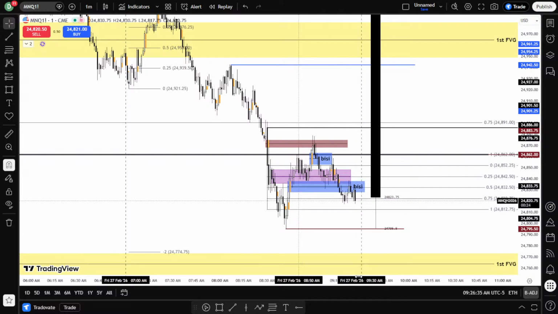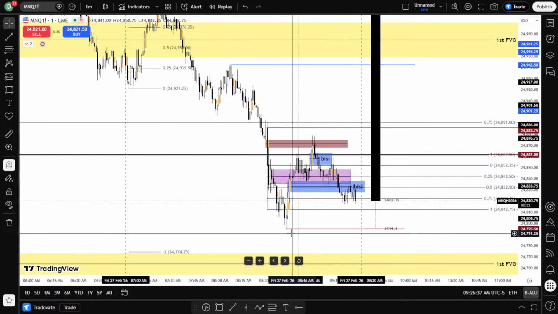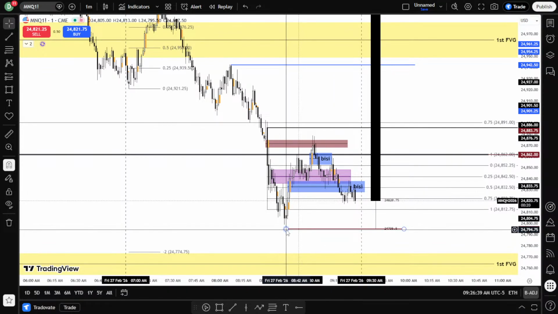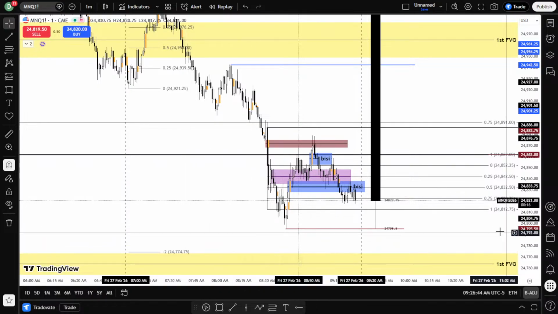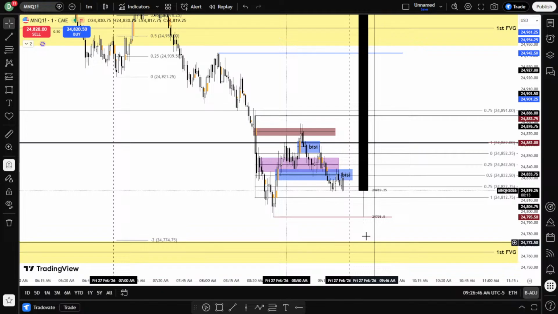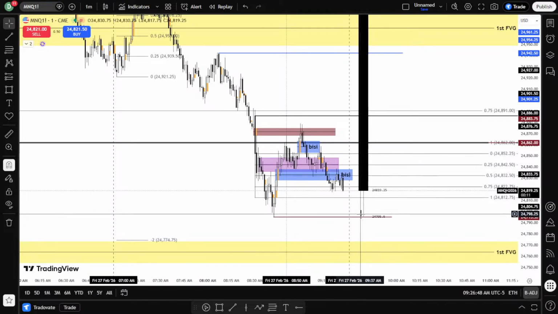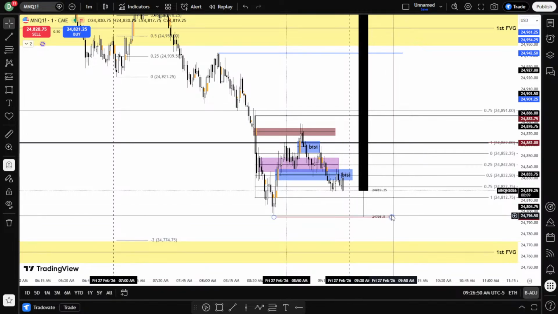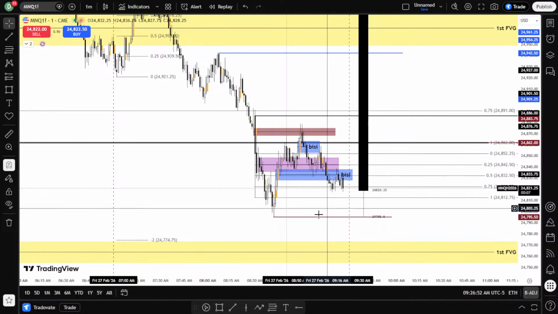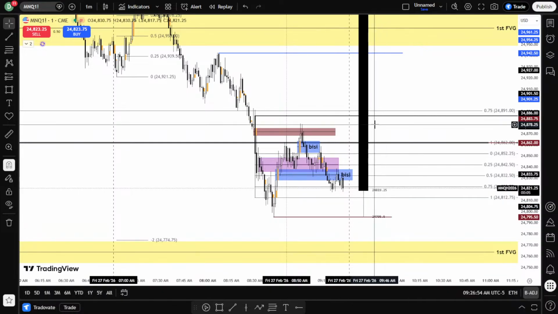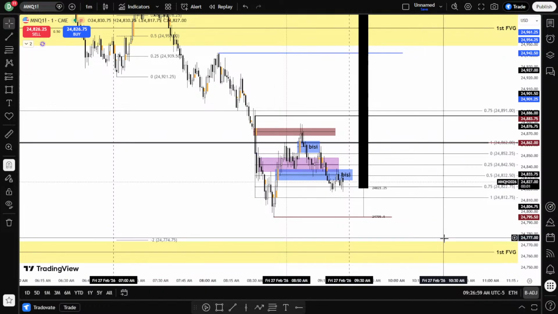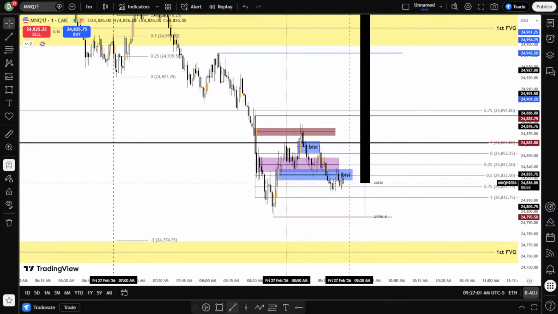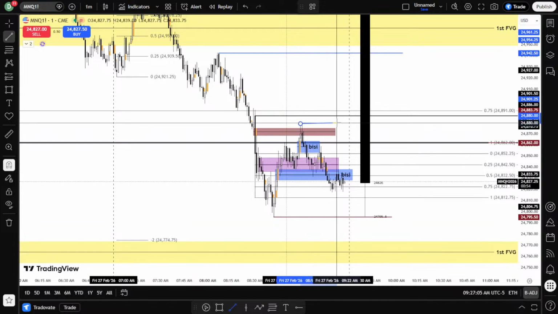If it breaks down at 9:30 and takes out these people, and if it comes inside this first presented fair value gap and then tries to create a change in state of delivery or some kind of inversion model, then we can look for upside targeting this high and this high. But let's see how it opens at 9:30. That is really very crucial.